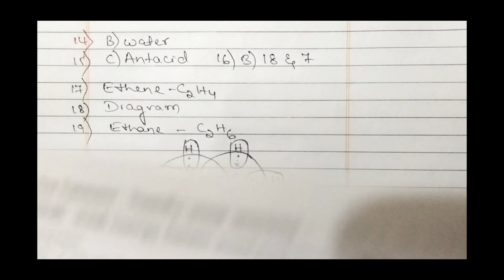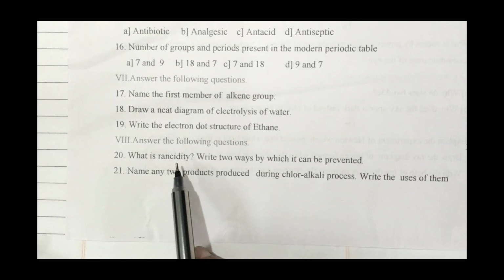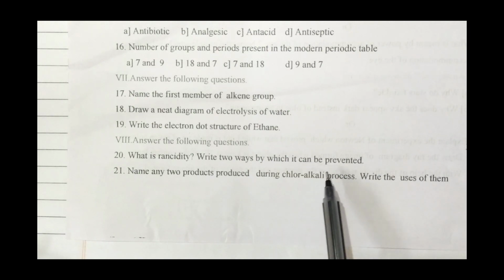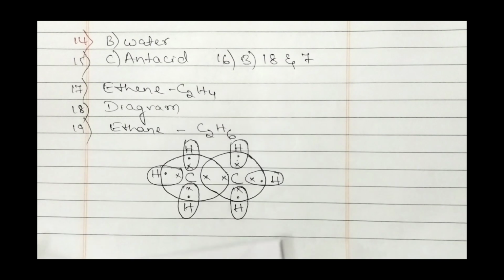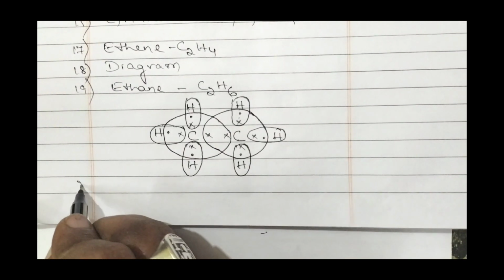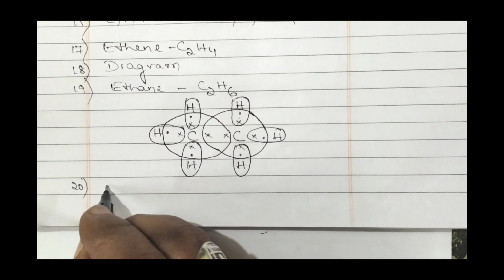Now let us move for the 20th question. What is rancidity? Write 2 ways by which it can be prevented. So let us answer question number 20th. What is meant by rancidity? So let us write rancidity like this.